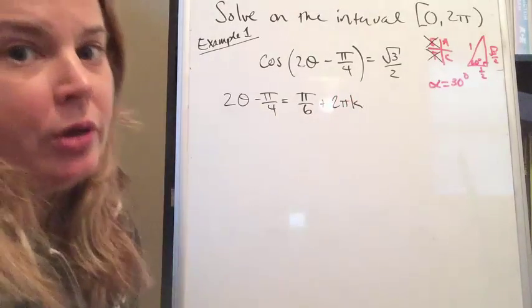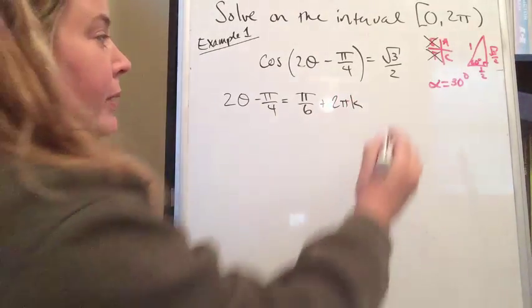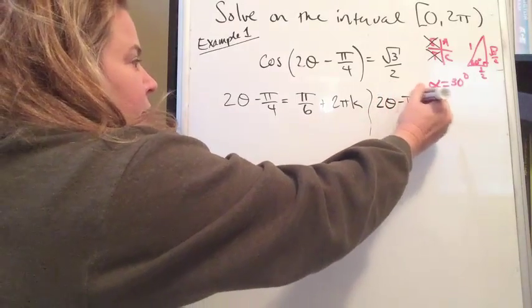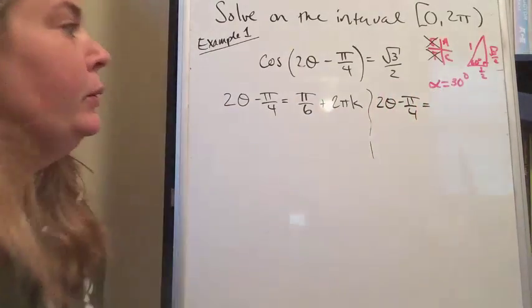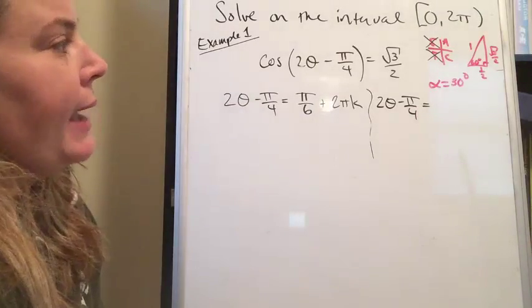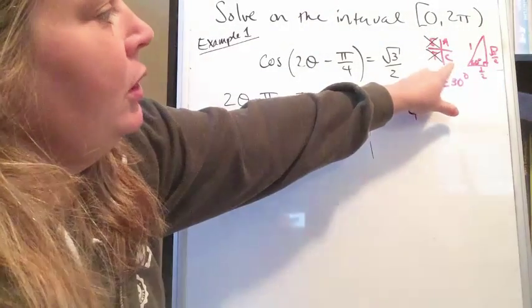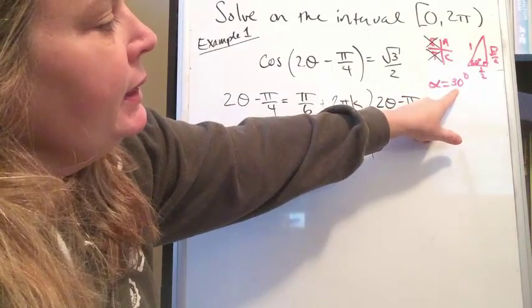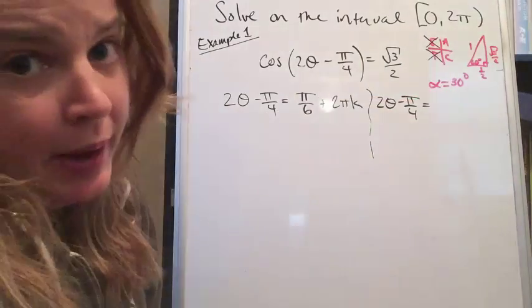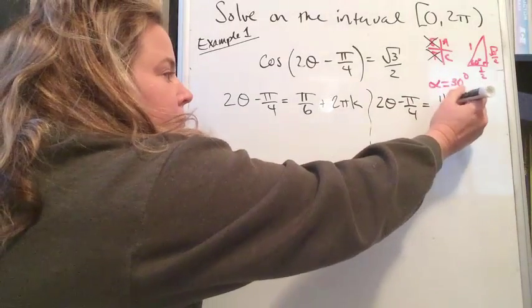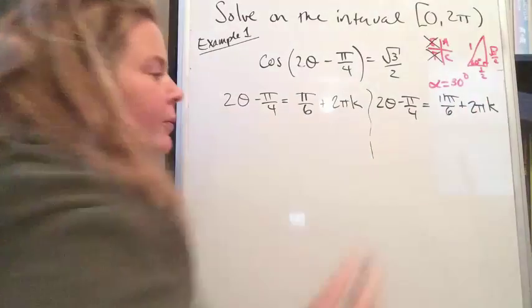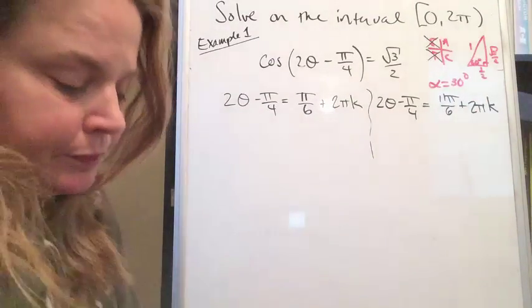Because again, we're going to start off with the general formula. And what is the other one? 2 theta minus pi over 4 is equal to, what is the angle in the fourth quadrant with a reference angle of 30 degrees? And that would be 11 pi over 6 plus 2 pi k, because again, we want to start off with the general formula.